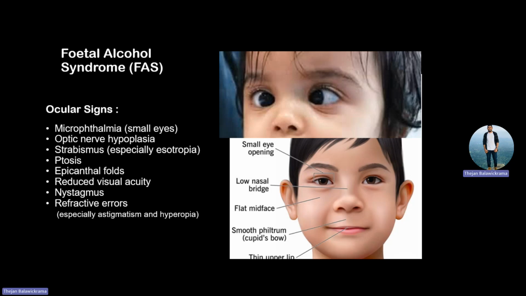So there we have talked about retinitis pigmentosa, Downs, and now we come to fetal alcohol syndrome. They have strabismus, microphthalmia, reduced vision, all due to the alcohol. Good. So we are done with 3. Now we are going to the 4th one and the last one on this.